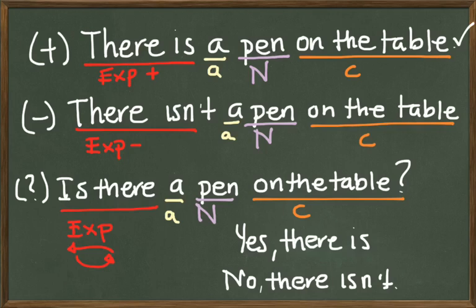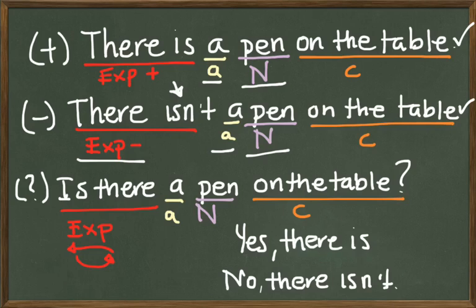In the first one, as you can see, we have the expression there is. And we have our article, in this case a, and then we have our noun, which is necessary, and our complement for all examples, which is on the table. In our negative example, we have there isn't a pen on the table, and we have our expression in negative. We have again our article, our noun, and then again the same complement, on the table.